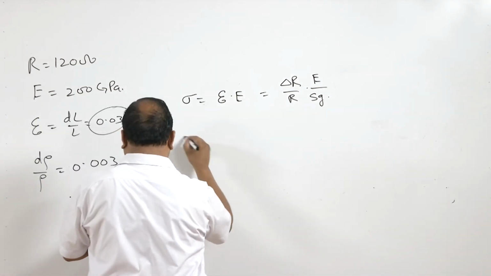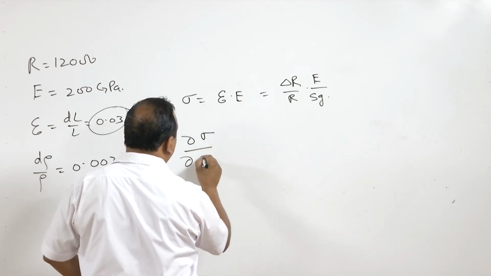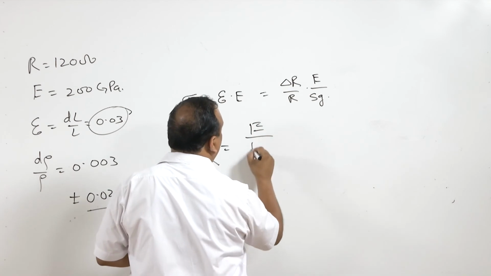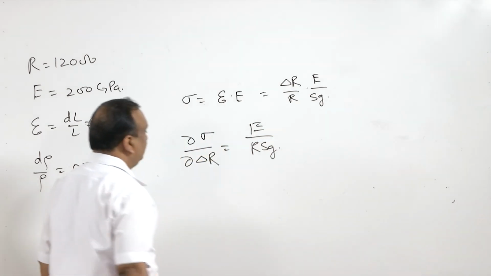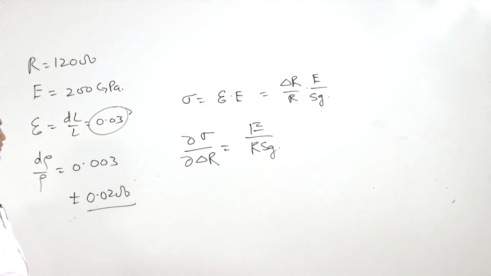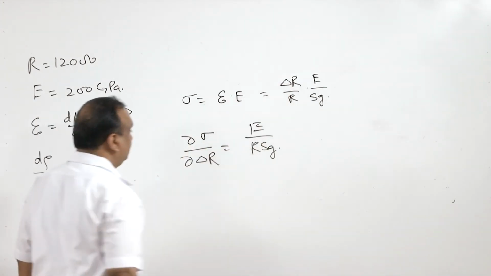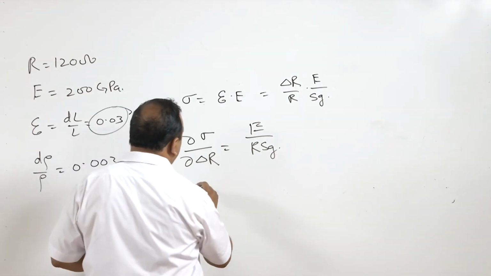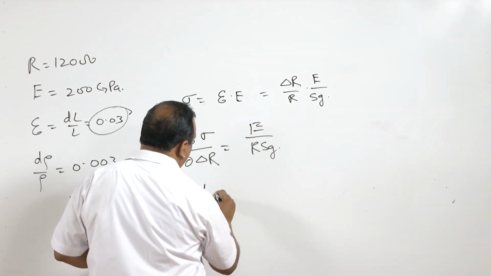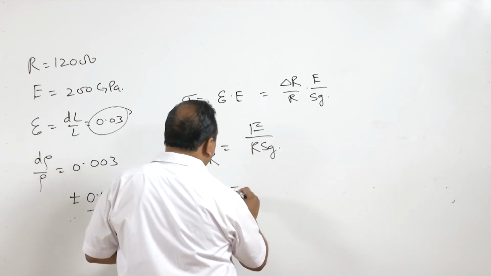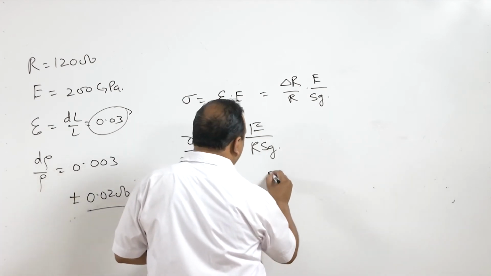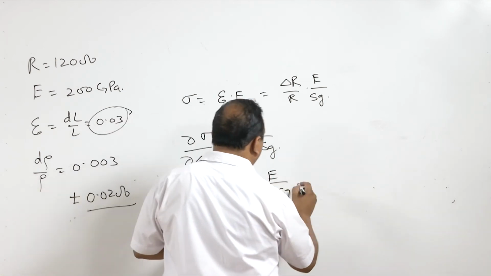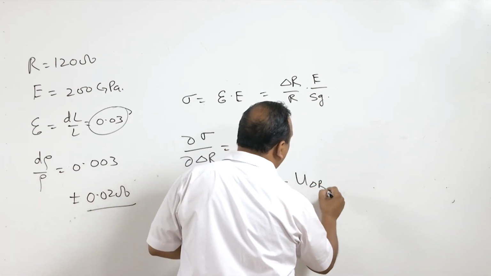Now, ∂σ/∂(ΔR) is equal to E over R·S_g. We have differentiated it with respect to ΔR. So the uncertainty of measuring stress is equal to plus or minus E over R·S_g, multiplied by the uncertainty in measurement of R.